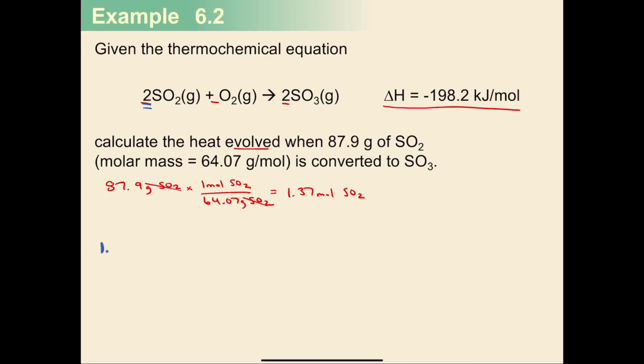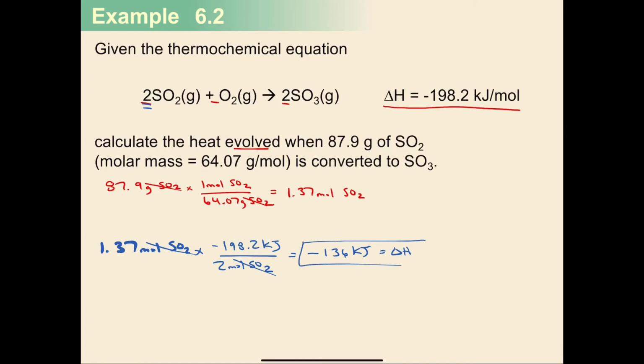So if I have 1.37 moles of sulfur dioxide, I'll use my conversion factor, which is minus 198.2 kilojoules per 2 moles of sulfur dioxide. My moles of sulfur dioxide cancel out, and I end up with minus 136 kilojoules as being equal to my delta H.